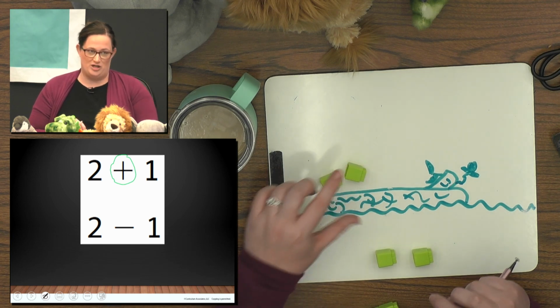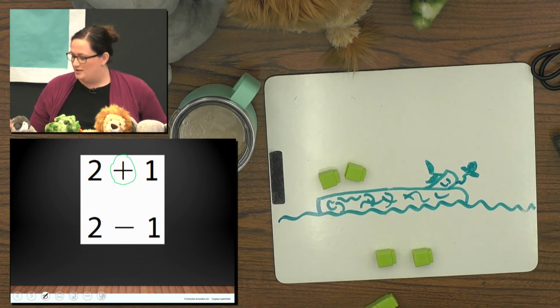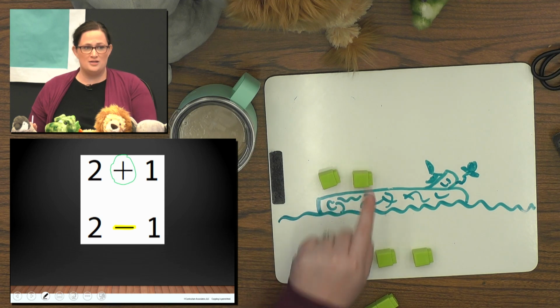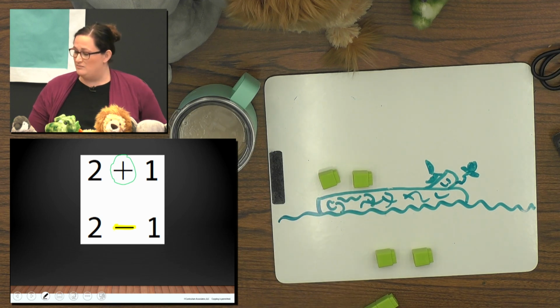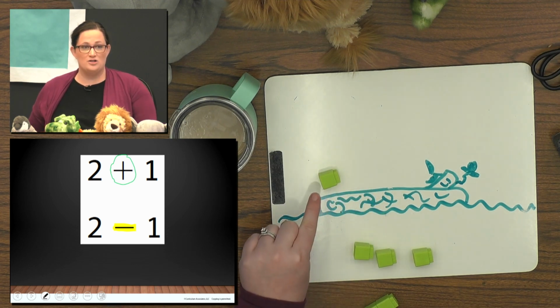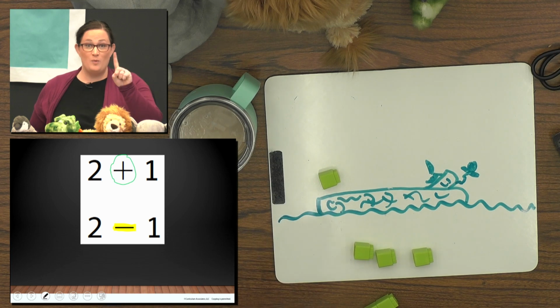It's actually an expression, 2. And look, right here, I'm going to highlight it. It says this sign. That's a subtraction sign. That means to take away. So I have 2 frogs on the log, and this is telling me to take away 1 of them. How many frogs are left on the log? Just 1.